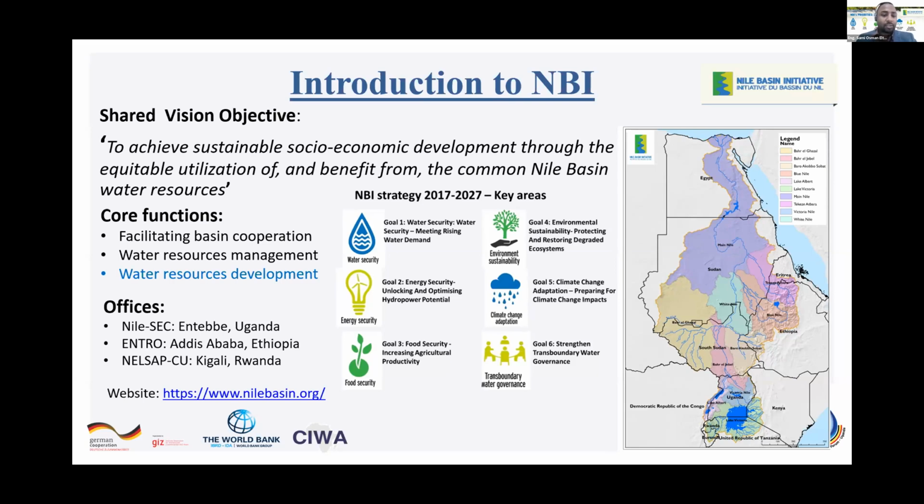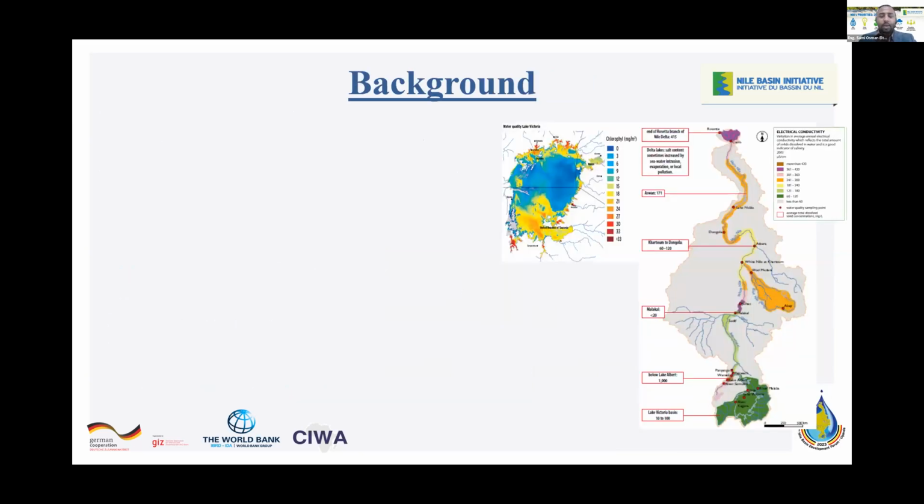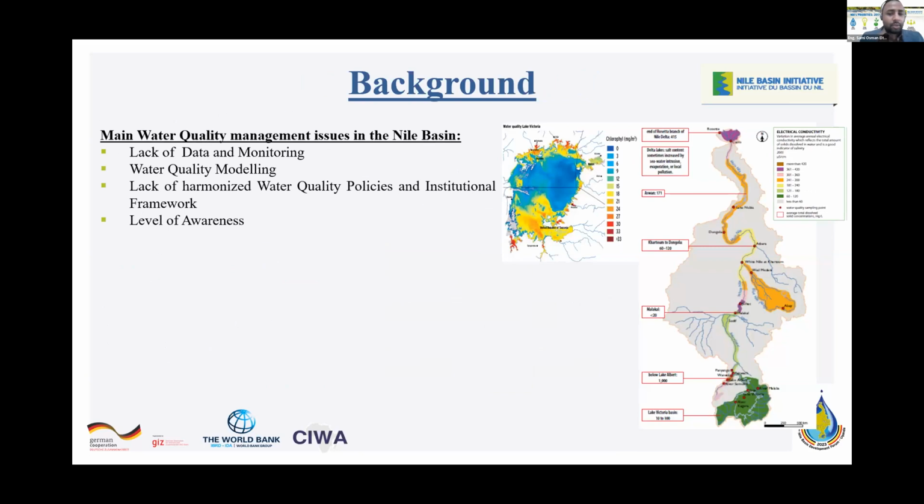Just focusing here on the NBI strategy of 2017-2027, we have, of course, the nexus, which is water security, energy security, food security. But in water quality terms, we also have goal number 4, which is environmental sustainability, protecting and restoring degraded ecosystems. We also have goal 5, climate change adaptation, and goal 6, strengthening transboundary water governance.